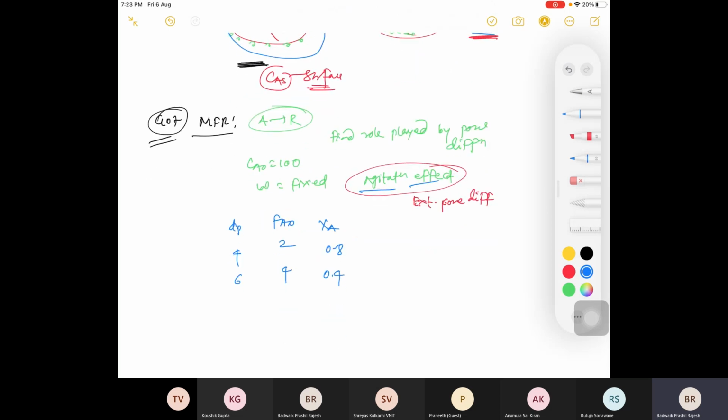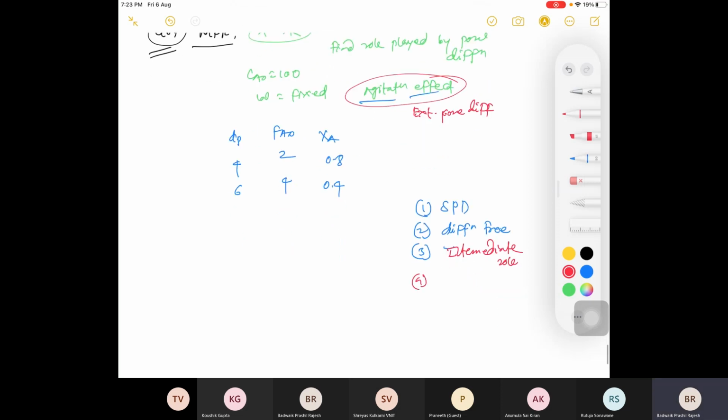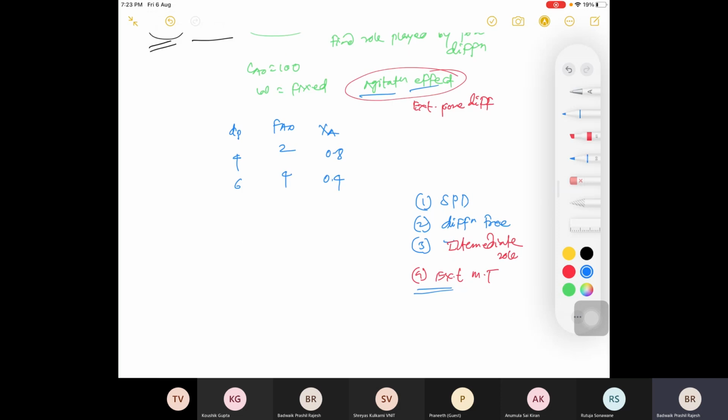Now you need to tell whether it is strong pore diffusion, diffusion free, meaning there is no internal diffusion, then intermediate role, and the fourth one is external mass transfer. By the way, external mass transfer is not there because agitation effect is neglected. Now you need to compare this and tell what the condition is.